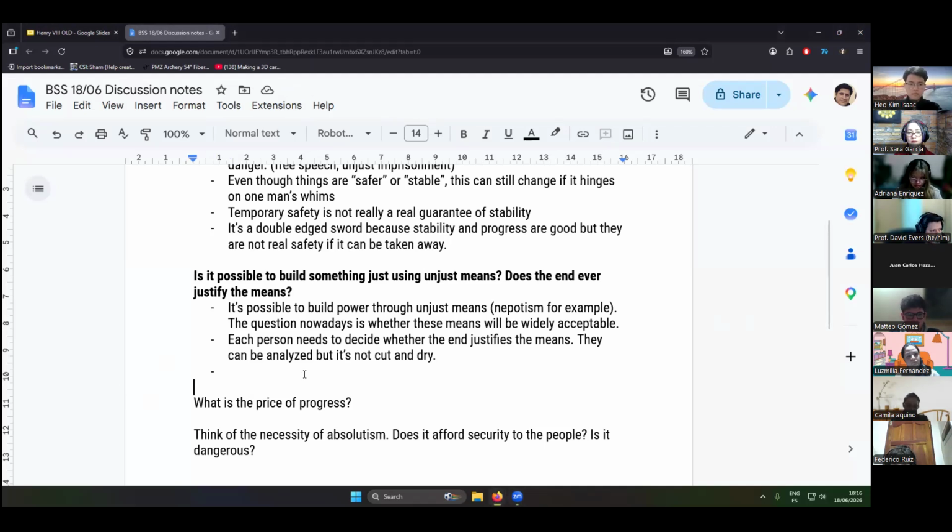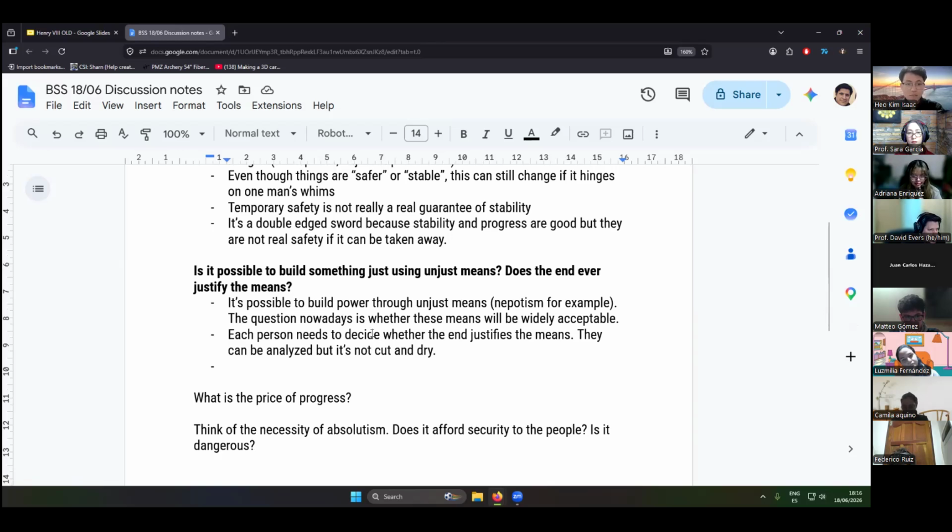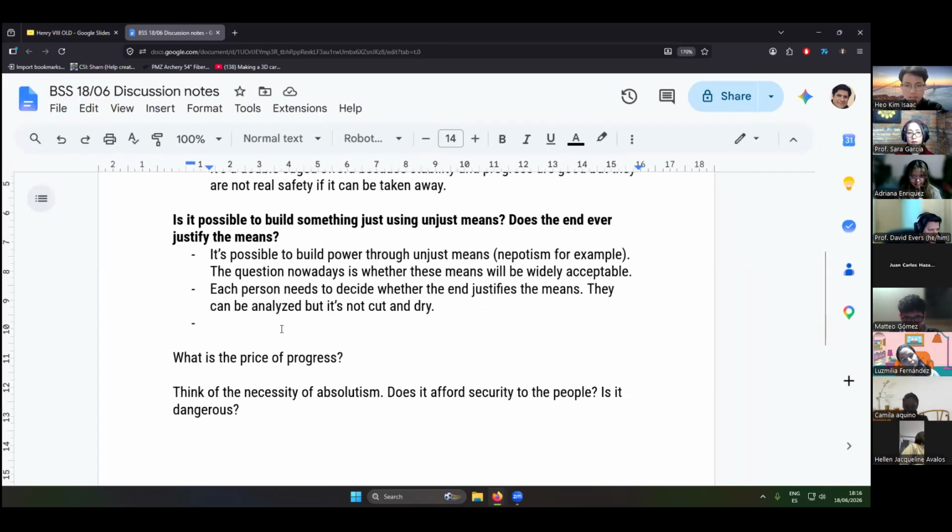Isaac, go ahead. Yeah, so our main argument was that, even if the goal is good, unethical methods could cause lasting harm and ethical questions in the future. You could build something good, but at what price? That was our counter question. Yes, because it causes lasting harm and continued ethical questioning.